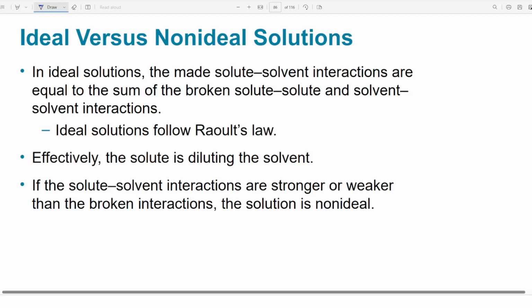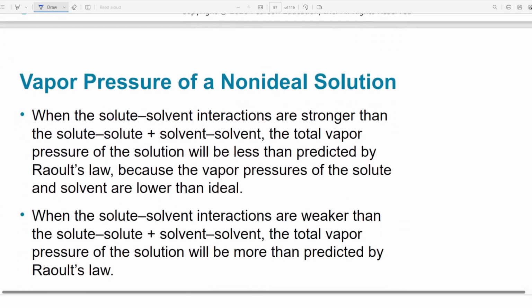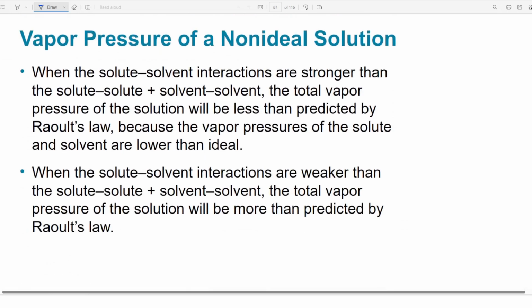Ideal solutions follow this law, but we can have deviations from this law if the solute-solvent interactions are stronger or weaker than an ideal solution. So when the solute-solvent interactions are stronger than the solute-solute and solvent-solvent interactions, the total vapor pressure of the solution will be lowered. If the solute-solvent interactions are weaker than the solute-solute and solvent-solvent interactions, the total vapor pressure of the solution will be greater.